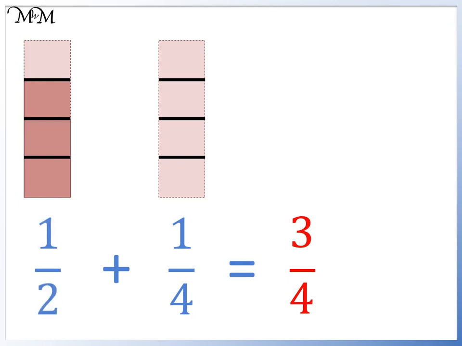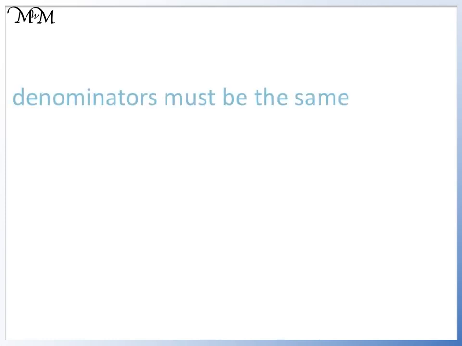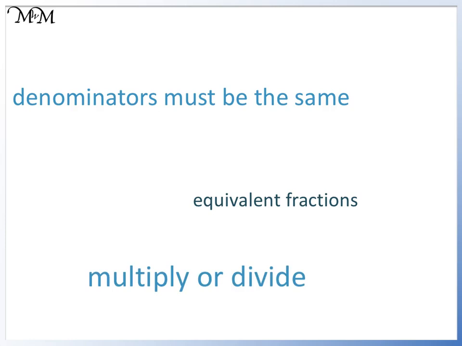We converted halves into quarters. We can do this using equivalent fractions. In order to be able to add fractions, the denominators must be the same. We can use our understanding of equivalent fractions to do this. Remember, to find equivalent fractions, we multiply or divide both the numerator and denominator by the same number. In most cases, you'll find that you need to multiply.